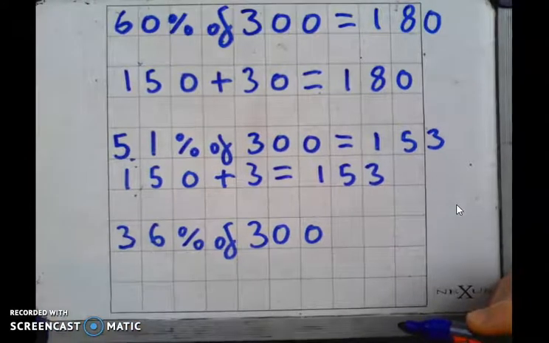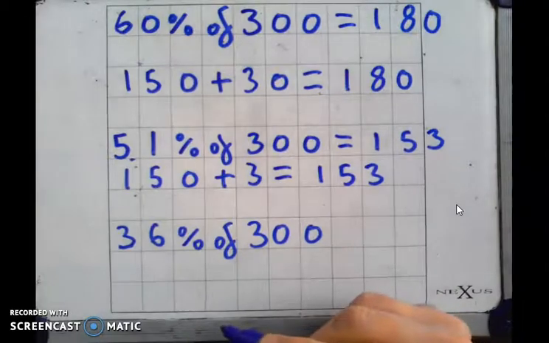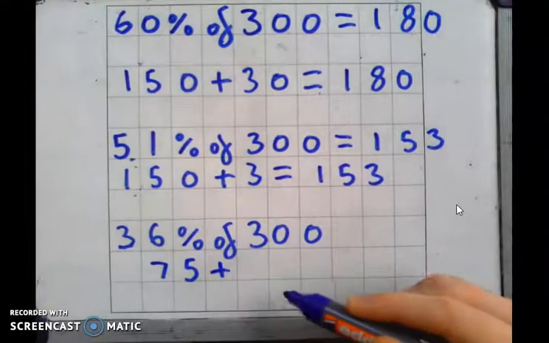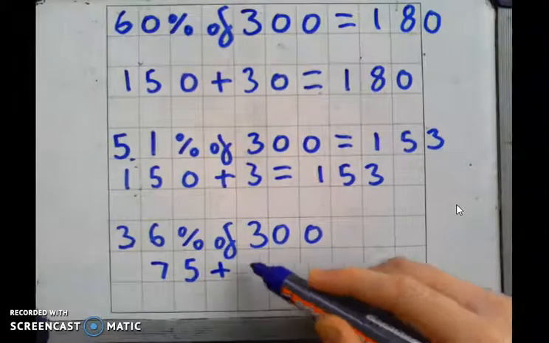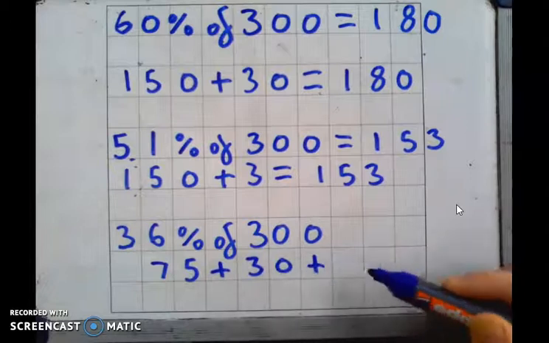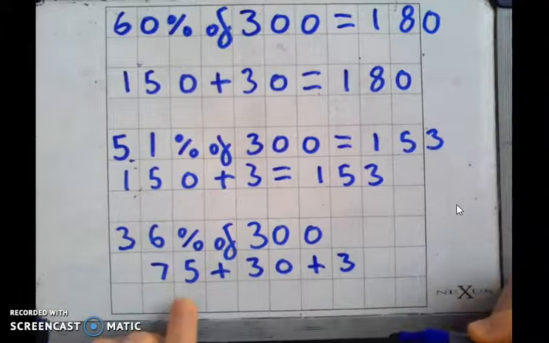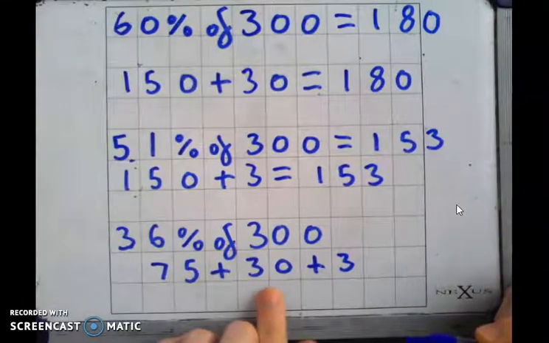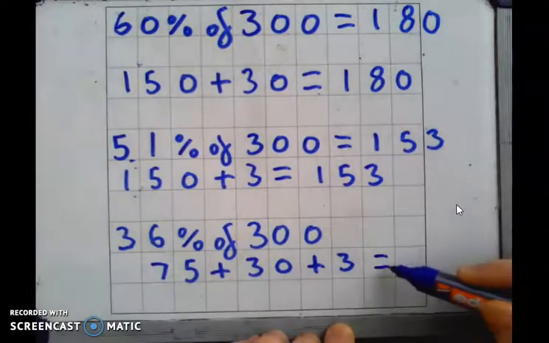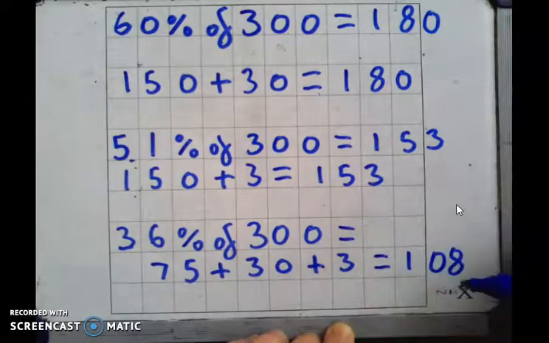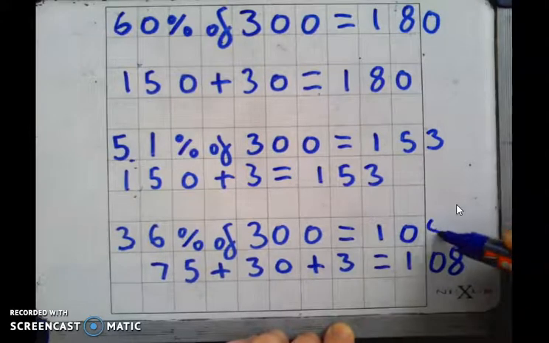36% of 300. 25% of 300 was 75. 10% of 300 was 30. And 1% of 300 was 3. 75 plus 30 is 105, plus 3 is 108. 36% of 300 is 108.